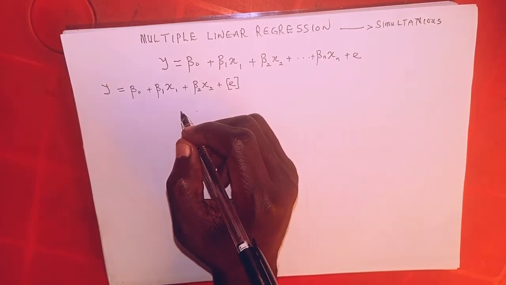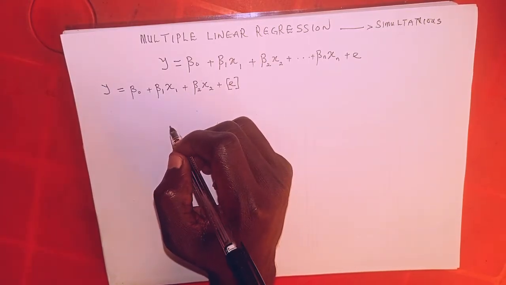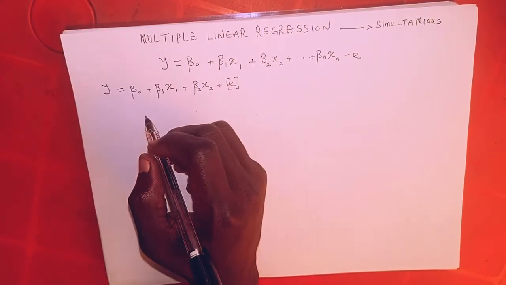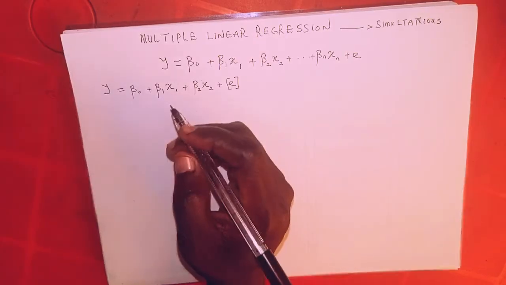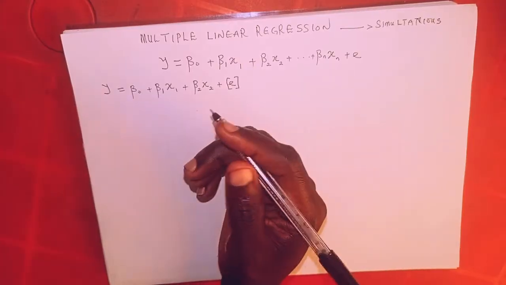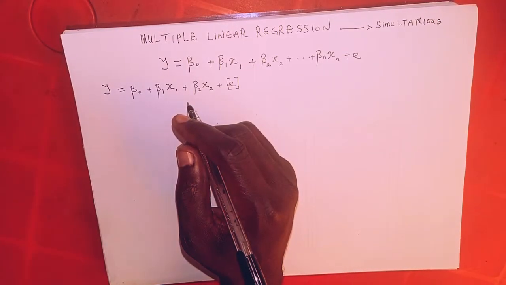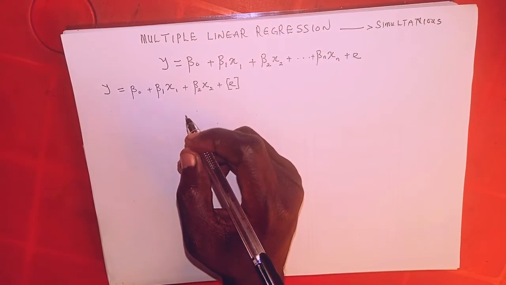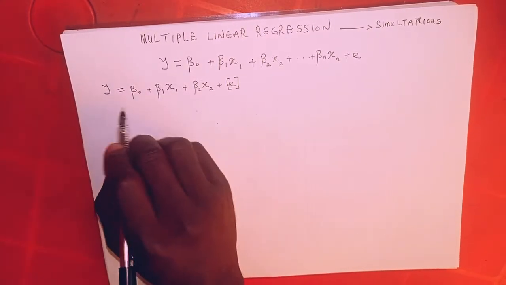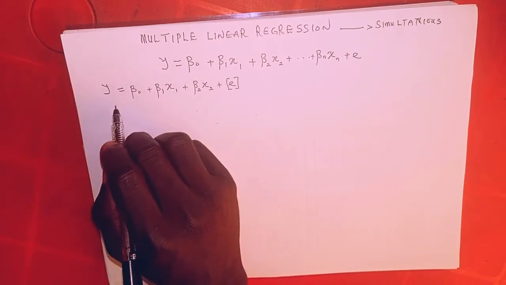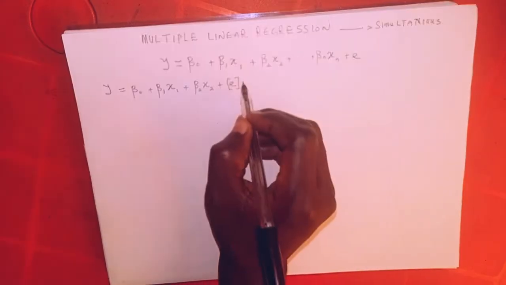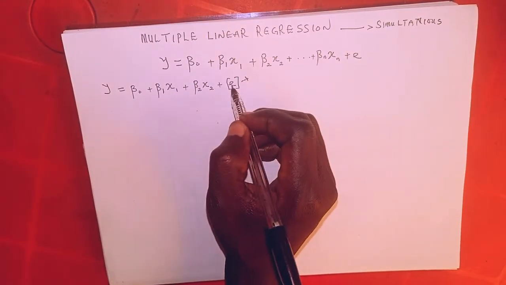Now we have different methods to form this model. We have the formula method. We have the matrices method. This is one of the methods, which is simultaneous equations. It's just a normal simultaneous equation in our regular mathematics. Now we're going to form the equations right from this particular model, which is y equals beta naught plus beta 1 x1 plus beta 2 x2. We are not considering the error term at this moment.